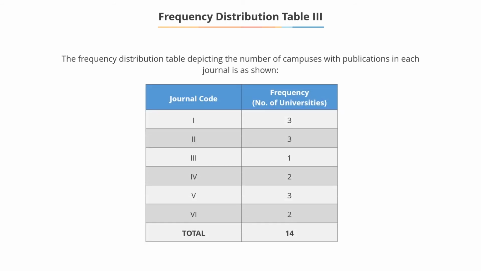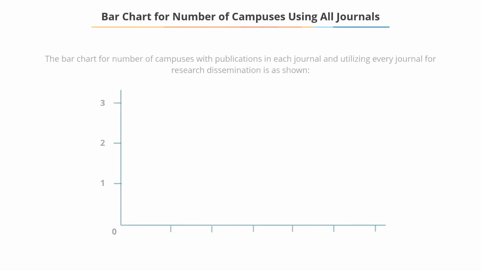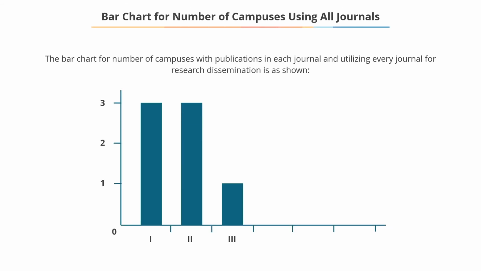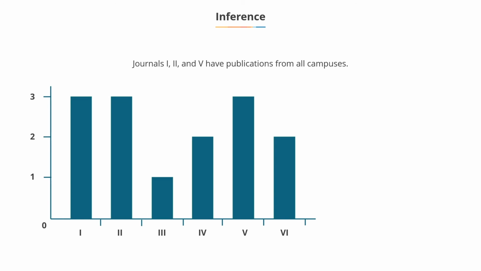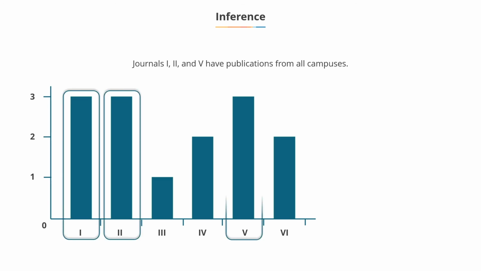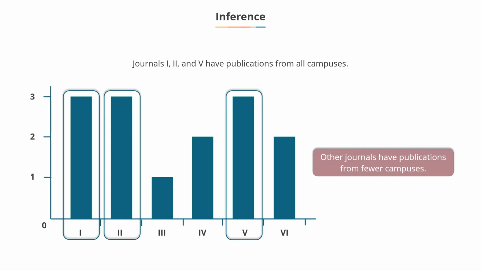Let us now examine the third frequency distribution table. The third frequency distribution shown here displays the number of campuses that have publications in each journal and have utilized each journal for dissemination of research. The bar graph reveals that the journals first, second, and fifth have publications from all campuses. Other journals have publications from fewer campuses.